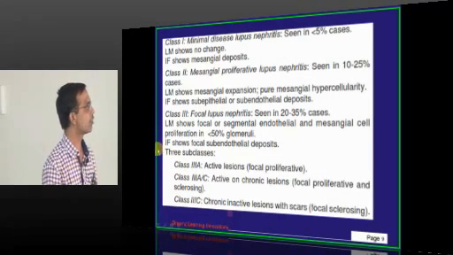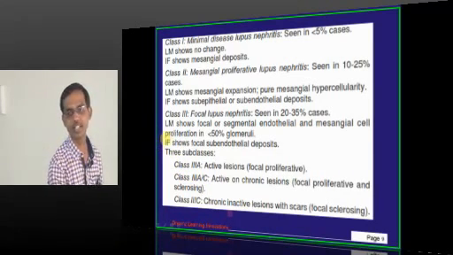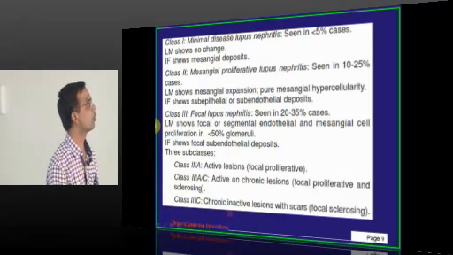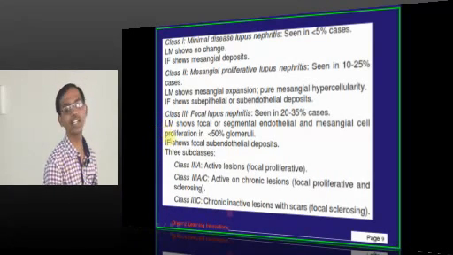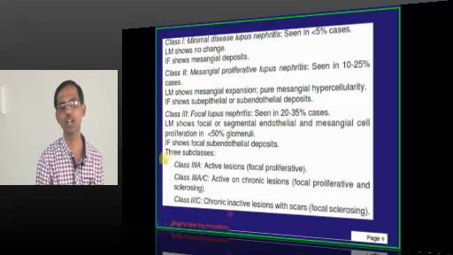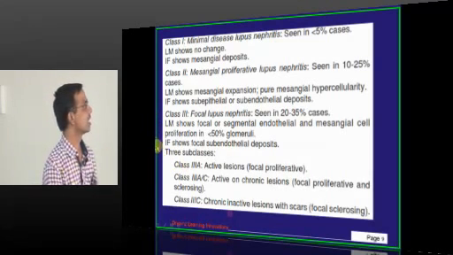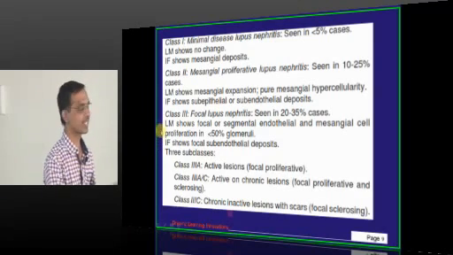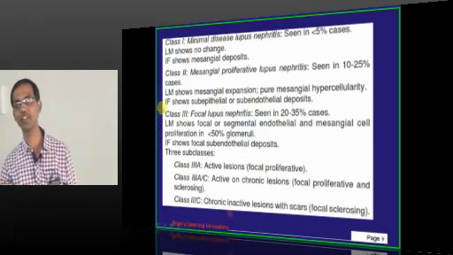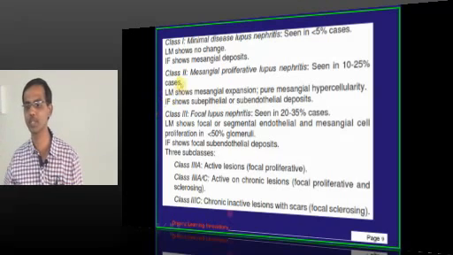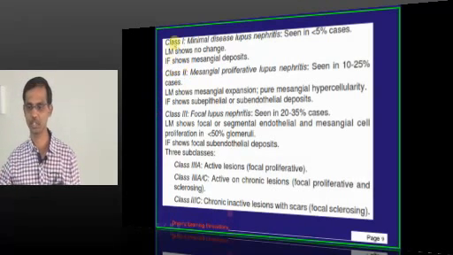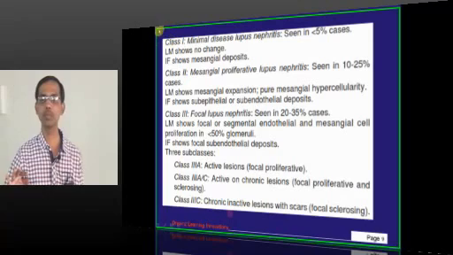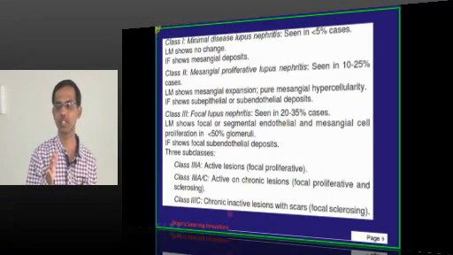Class 3 is focal and class 4 is diffuse. Class 3 is focal lupus nephritis. This is seen in 20 to 35% of the patients. Majority presents with class 3 lesions. Focal means less than 50% of the glomeruli in the entire biopsy are going to show deposits. Diffuse means more than 50%. We have taken 50% as the cutoff.